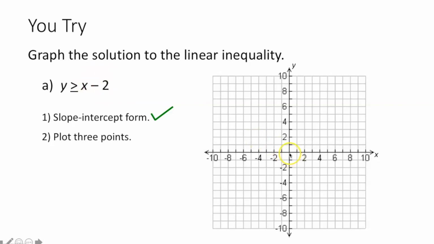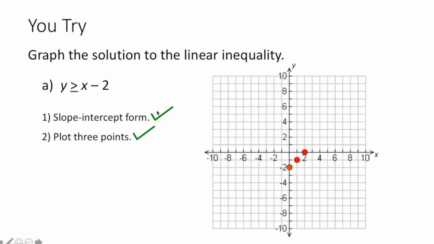So we go to our y-axis, we go down to 0, negative 2, and we're going to put a solid point, a shaded point, because there is an equal sign here. From there, what is our slope? It's 1. We write that as a fraction 1 over 1. So from our point, we go up 1, right 1, put a point. Up 1, right 1, put a point. Sweet, we have our 3 points.